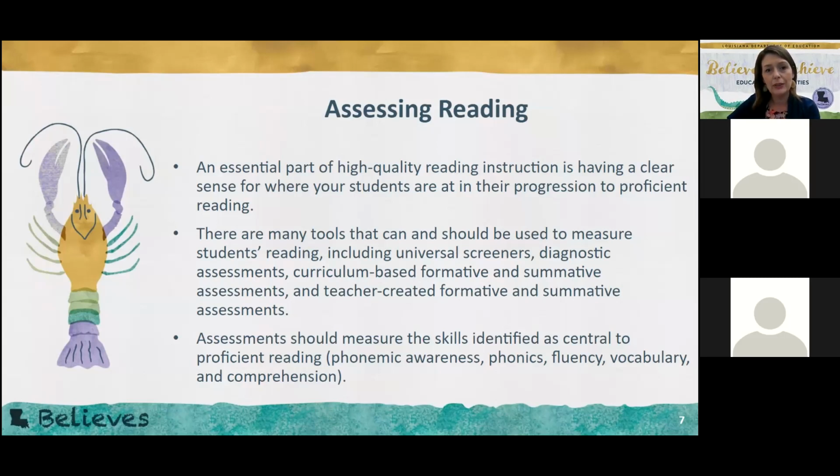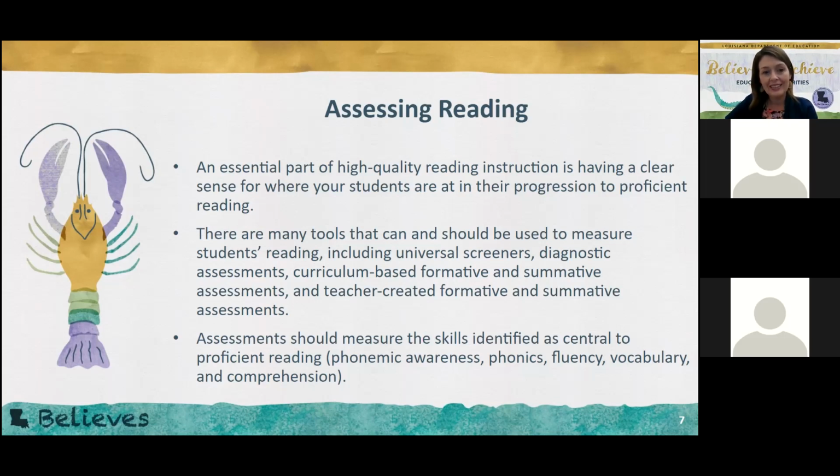And that's okay too. Now, the assessments that we use in terms of reading really should measure the skills that are identified as central to proficient reading. So when we think about those skills that the National Reading Panel identified as being crucial for proficient reading, we're talking about phonemic awareness, especially in those earliest grades, phonics, reading fluency, vocabulary, and comprehension.